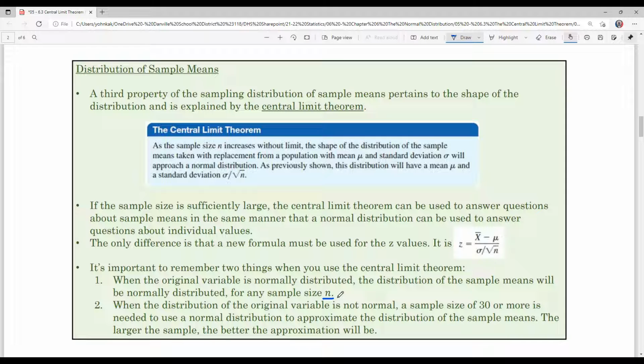Second thing, when the distribution of the original variable is not normal, then a sample size of 30 or more is needed to use a normal distribution to approximate the distribution of the sample means. The larger the sample, the better the approximation will be. So if the original distribution is not normally distributed, then we have to have a sample size of 30 or more in order to use a normal approximation.